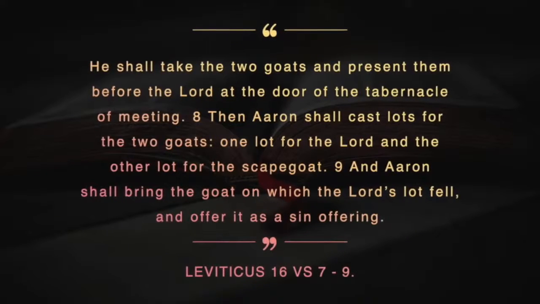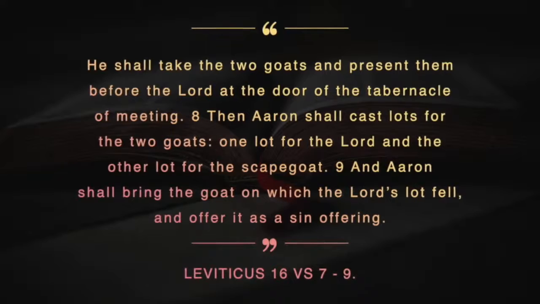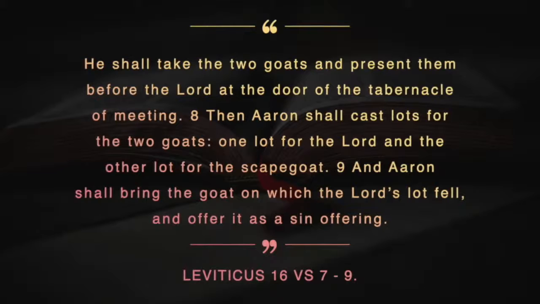Then after he has done the bullock offering, and he has atoned for himself and his own household, the high priest shall take the 2 goats. We are looking at verses 7 to 9. He shall take the 2 goats and present them before the Lord at the door of the tent of meeting. Then Aaron shall cast lots for the 2 goats, one for the Lord and the other one as a scapegoat, or as the goat of Azazel.